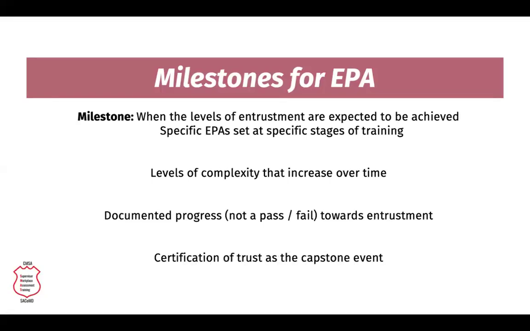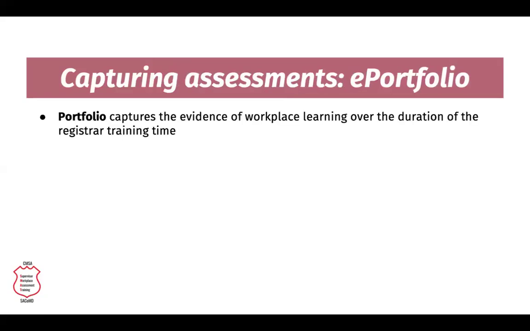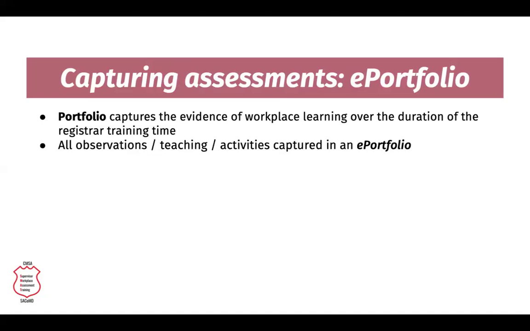And then eventually there's a certification of trust as a capstone event for that particular EPA. So we will eventually sign off that whole EPA, say managing pregnant women, saying you are now entrustable to do this particular EPA. And that will be more of a summative assessment and also an entrustment decision. So obviously, to capture all these different entrustment decisions, we need a portfolio. And there's, again, a technical stream that's trying to figure out what will be the best way to do this.